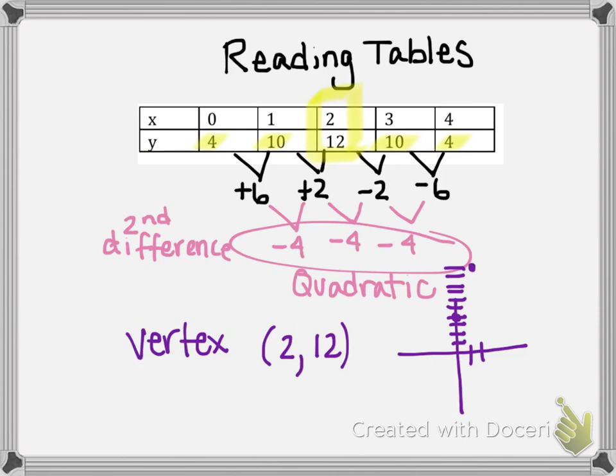If you did want to go ahead and plot your points, you would have your (2, 12), you would have your (3, 10), and you would plot your (4, 4). And you would see that there was symmetry around that vertex at (2, 12).